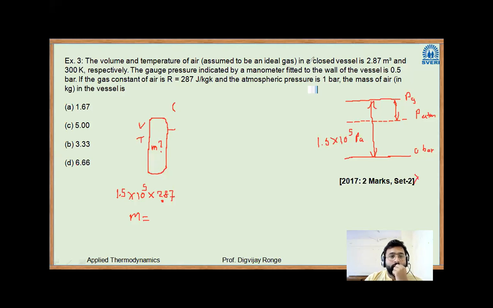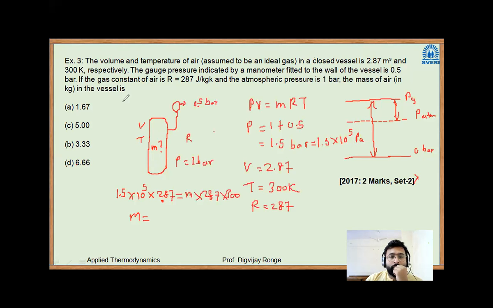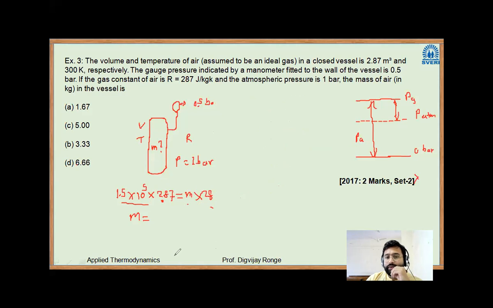Okay, what is the answer? Only one person has calculated 43.05. So it is not in the options. How come? So calculate properly. This is 1.5 into 10 to power 5 pressure, 2.87 volume, this is mass, this is 287, this is 300. I think you have not taken 2.87 here. Take this as 2.87 and then calculate, because your answers are not in the options.